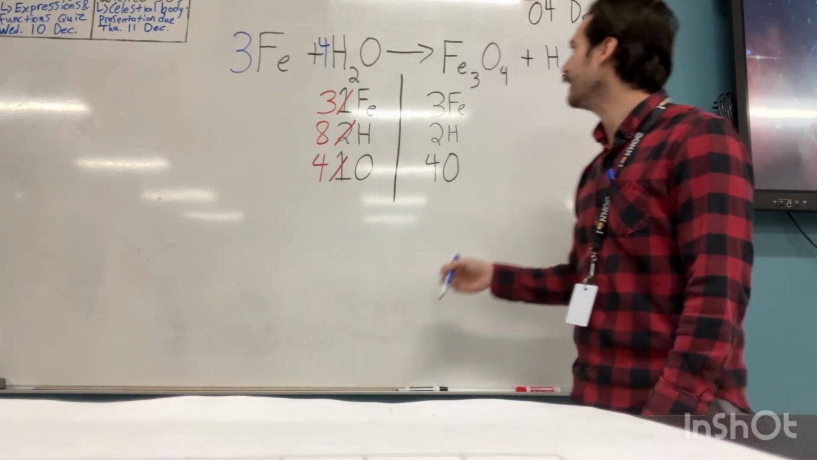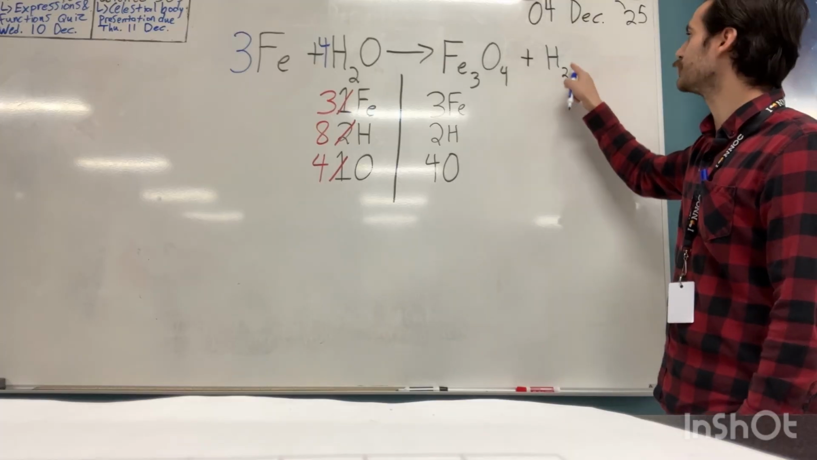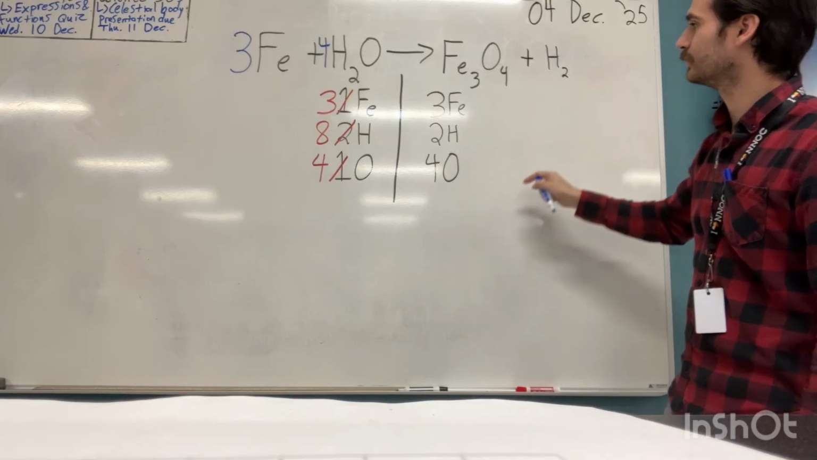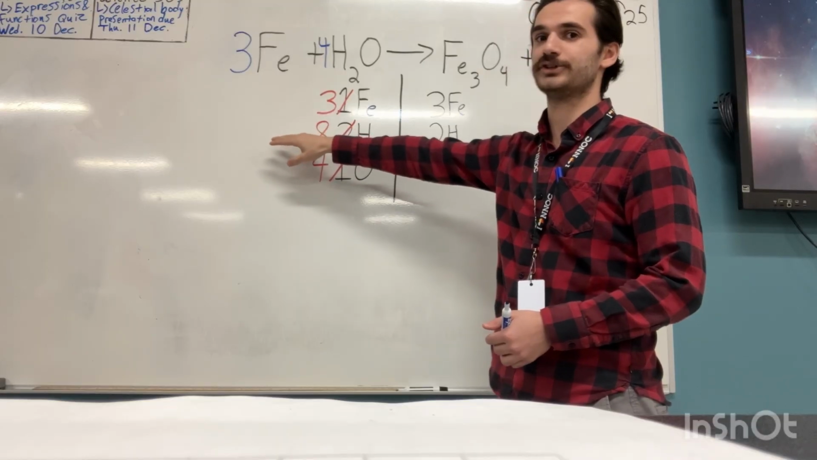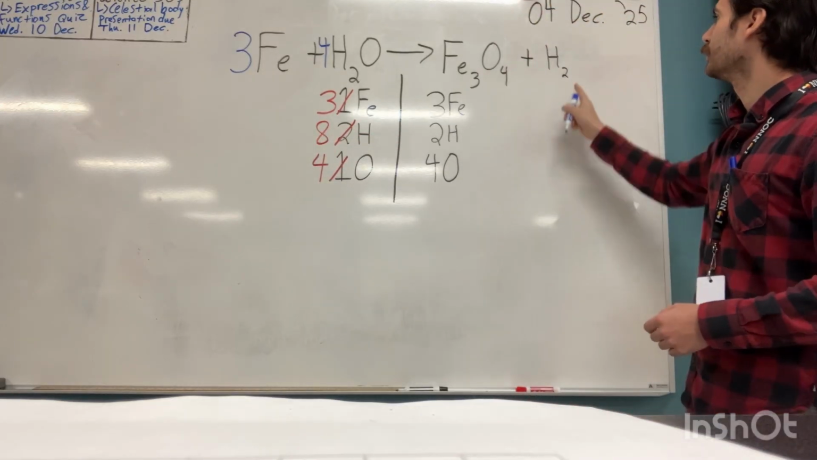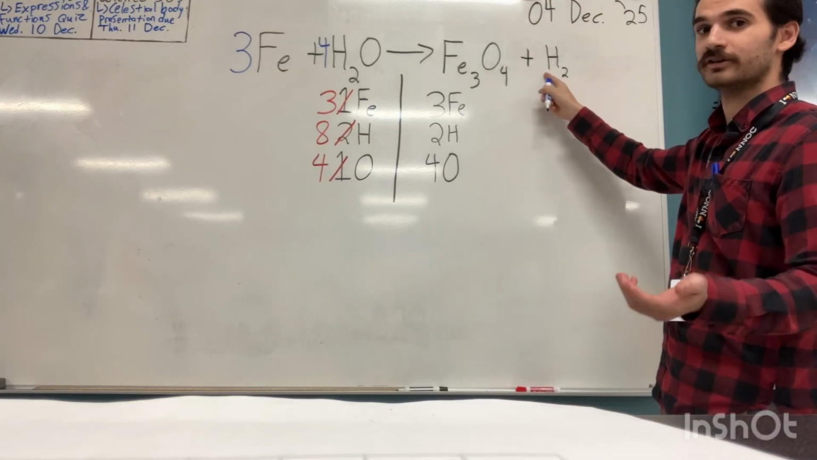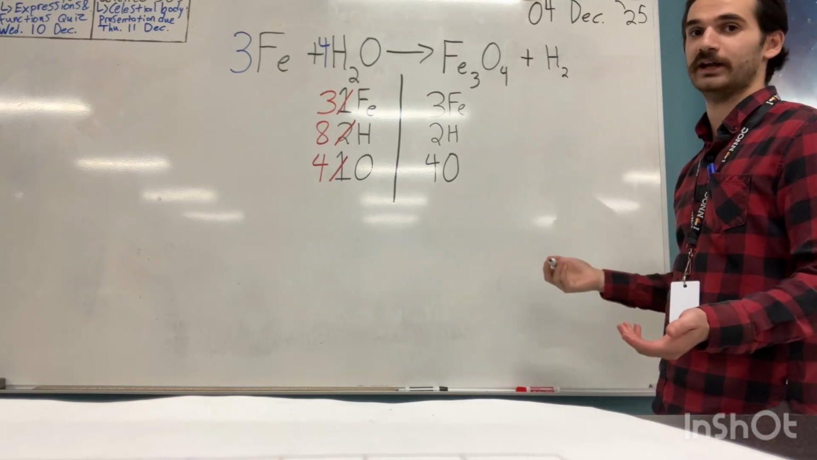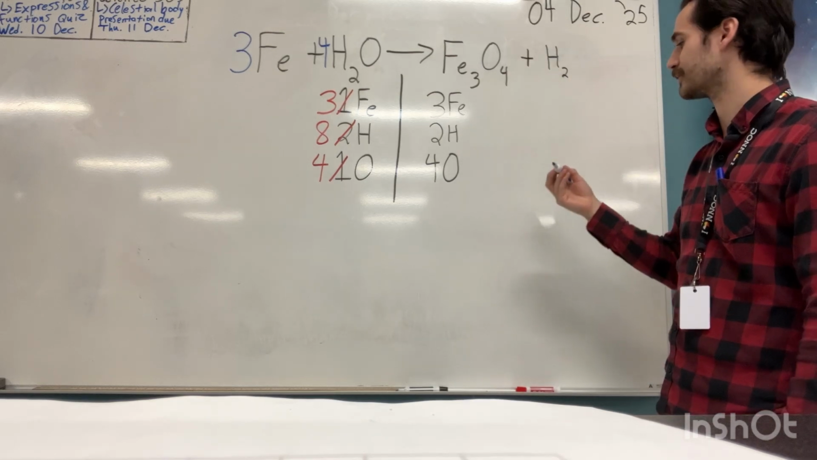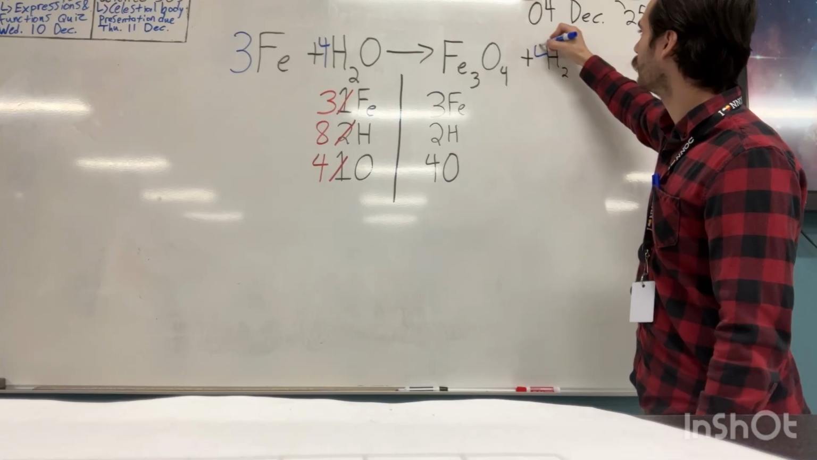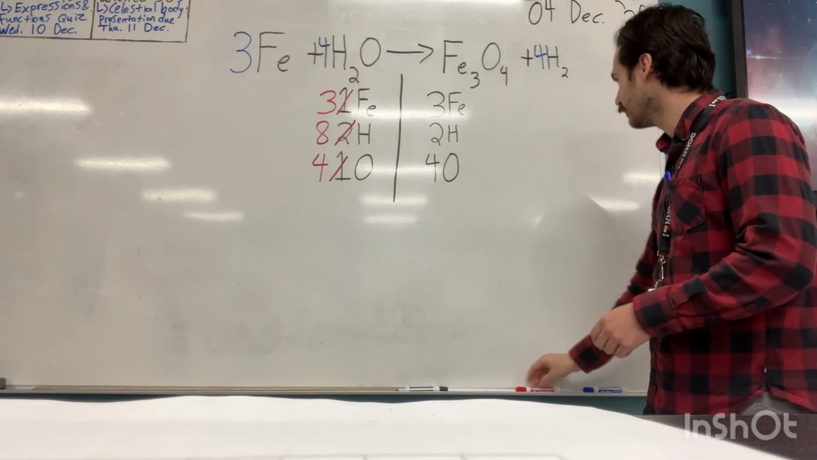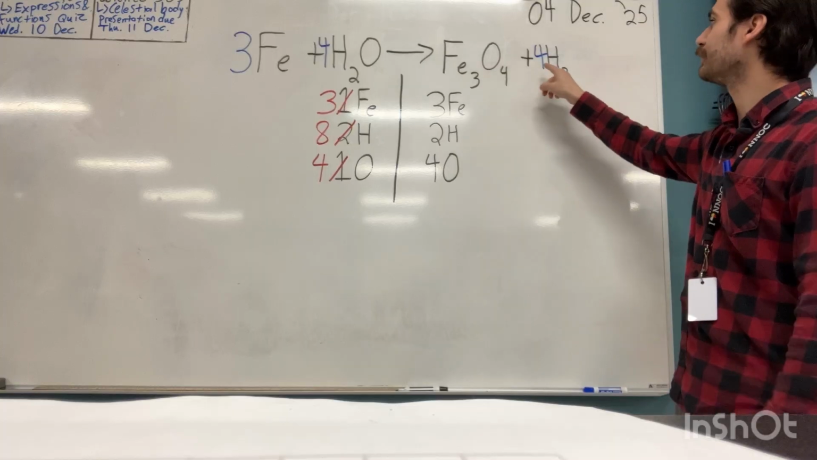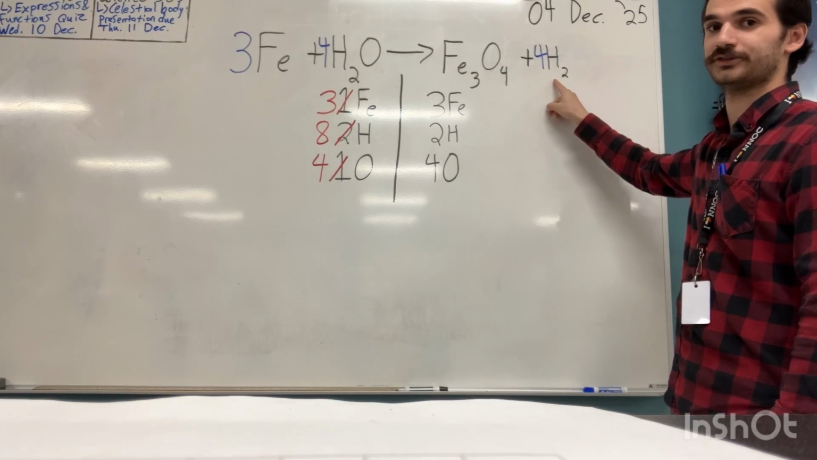In each of these H2 molecules, I have 2 hydrogen atoms, and I need 8 hydrogen atoms in total. So 2 times what will give me 8 on this side? 2 times 4 is 8. So I'm going to write a 4 in front of my H2 molecule. That means that I'm producing 4 of these H2 molecules.